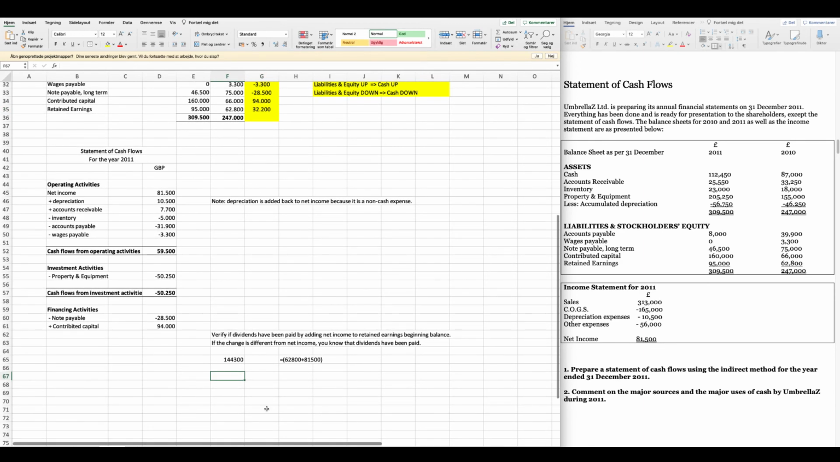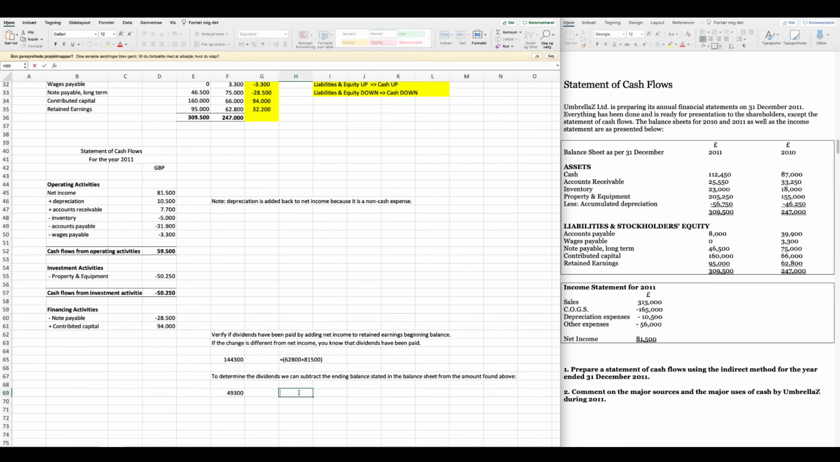So the way to determine the dividends, we can subtract the ending balance stated in the balance sheet from the amount found above. So what we'll do is take the 144,300 minus 95,000, and that will give us a dividend payment, which in this case you can see is 49,300. And of course, as always, I'll just show you the calculation.